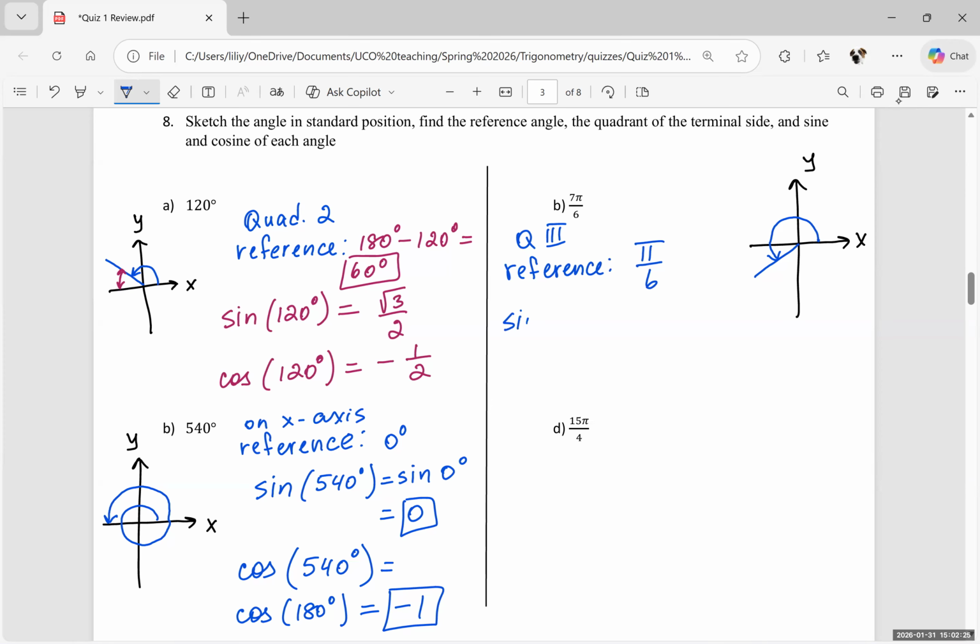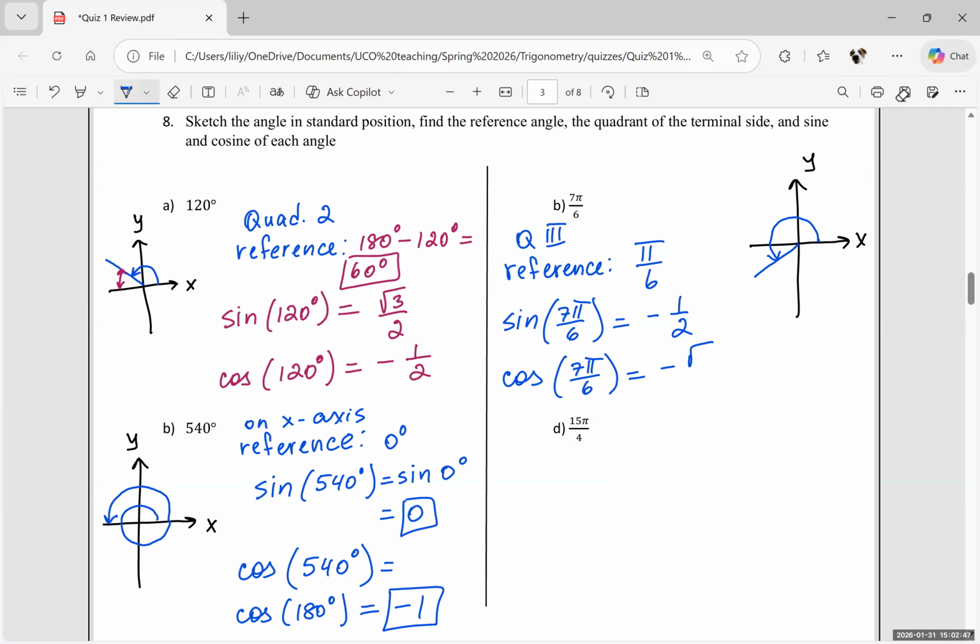So sine of 7 pi over 6 is -1/2, quadrant 3, and cosine of 7 pi over 6 is negative square root of 3 over 2. Again, all of these are from the unit circle.